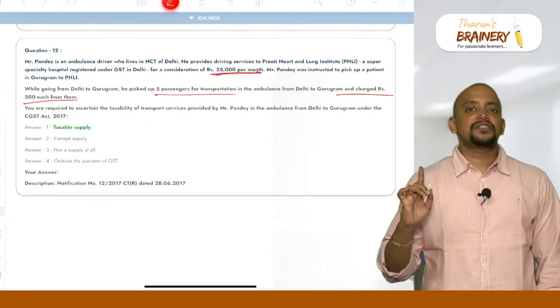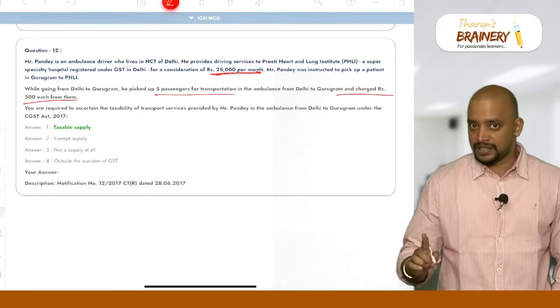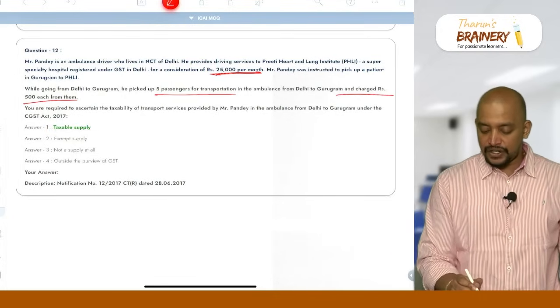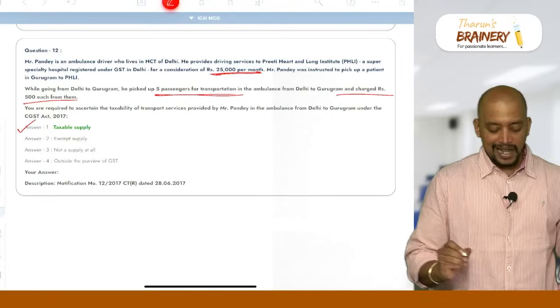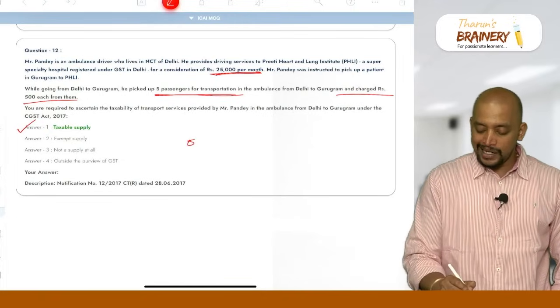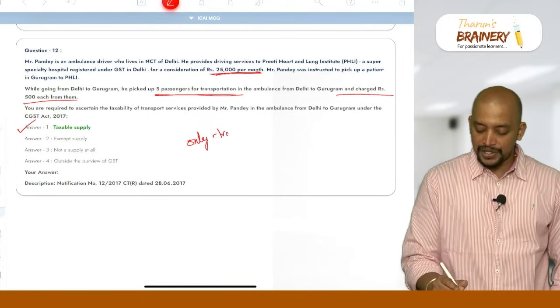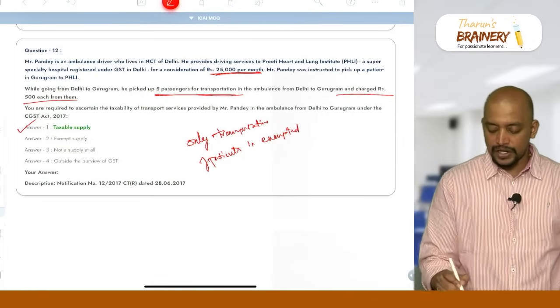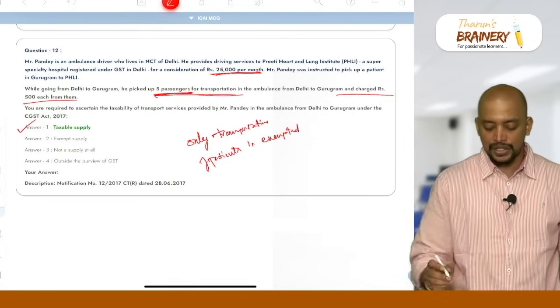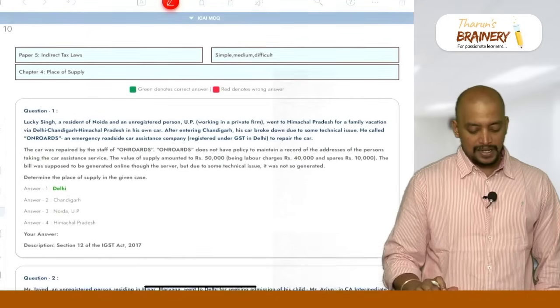Only transportation of a patient in an ambulance is exempted. But apart from the transportation of patients, carrying passengers in an ambulance is not exempted, it will be taxable. Okay. So only transportation of patients is exempted. In this case, it is not transportation of a patient, it is passengers. Due to that reason, it will become taxable.